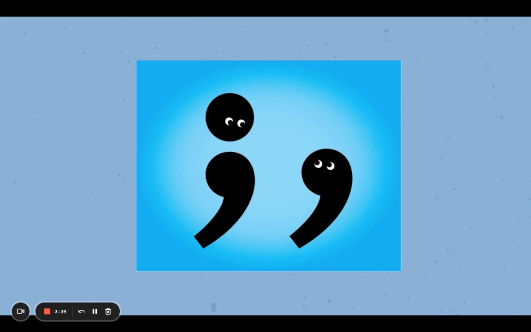Semicolons, on the other hand, can help fix run-on sentences, since they're used when an idea isn't fully over and the sentences relate to one another.